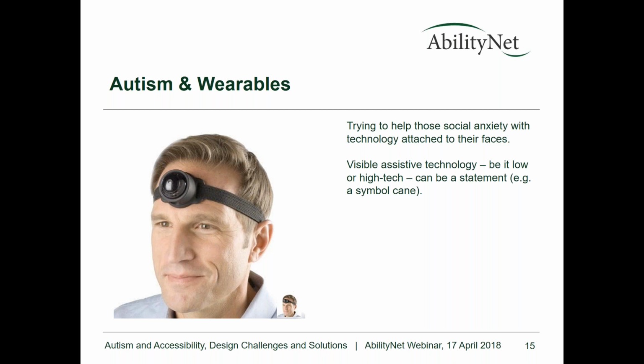So, for example, it can be high-tech or low-tech. One example is the symbol cane. In the world of vision impairment, there is a thing called the symbol cane, which isn't a cane that is literally used for navigating the world, but is a way of saying, hey, I have a vision impairment, perhaps give me more space, or this is why I might not be running up and down the stairs. But it's trying to make an outward statement to people.